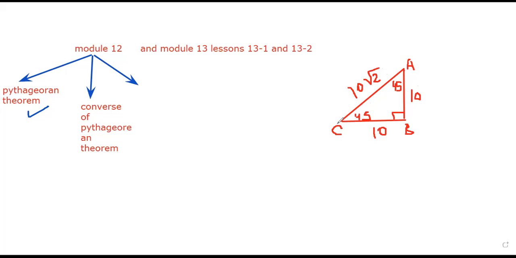What about if I change this side and put 4 instead of it? Could you please tell me what are the rest of the sides? It will be 4, 4, 4 root 2. If I would put 5, 5, 5 root 2; 11, 11, 11 root 2, and so on.